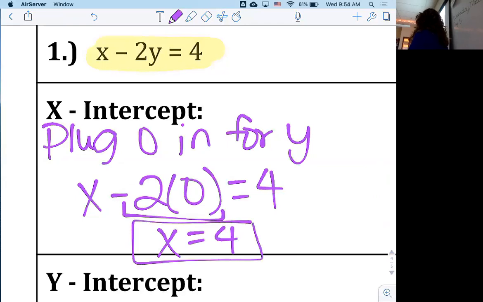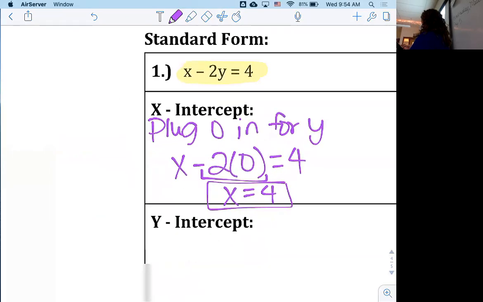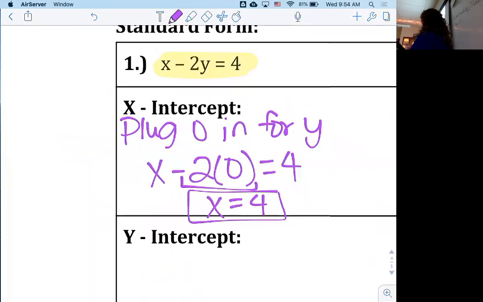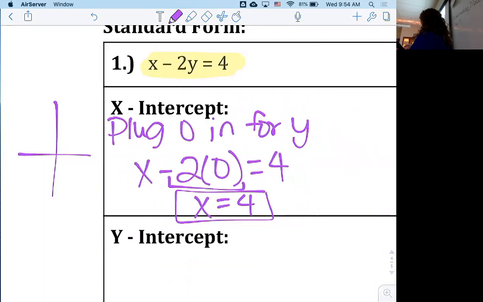So our x-intercept is going to be at 4. You are replacing your other letter with a 0. If we want to find the x-intercept, the x needs to be left over. What this means, and we will do graphing next unit, is if we were to graph this, we would know that at 4 on the x-axis, we would have a point right there. Remember, the x-intercept is where you are crossing the x-axis. So we're plugging 0 in to find x.